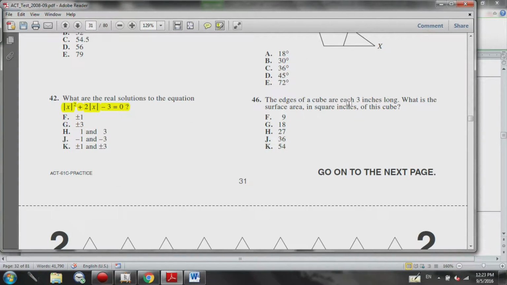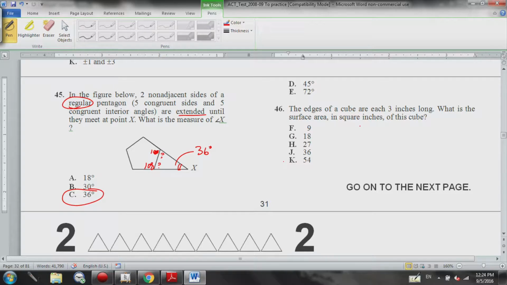The edges of a cube are 3 inches long. What is the surface area in square inches of this cube? That's easy enough, I think. The edges of a cube. So you have a cube like this. Each side is 3. And then what is the surface area?